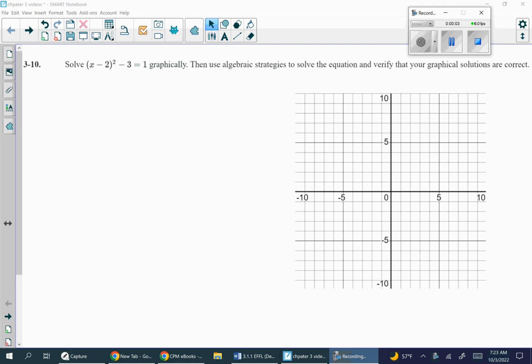CPM Math 3, problem 3-10. We're being asked to solve this equation graphically, very specifically using a graph. And so we first have to graph the function and then look at what kind of solution we're talking about.